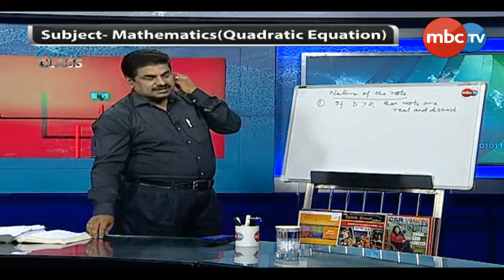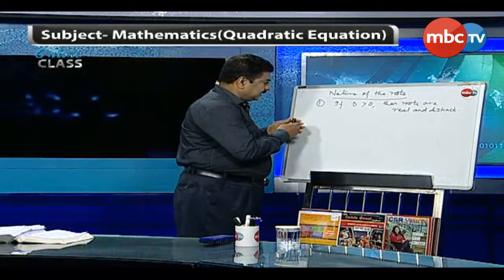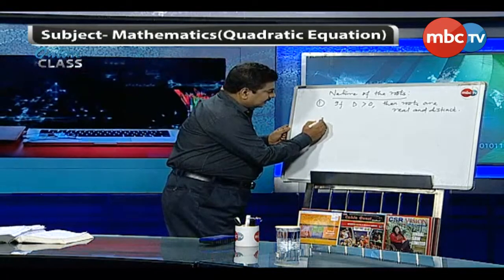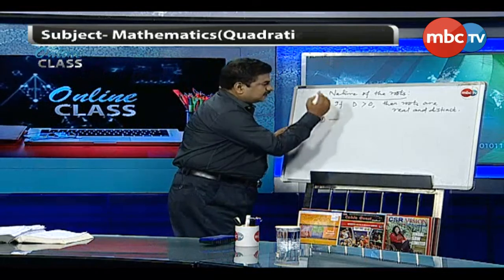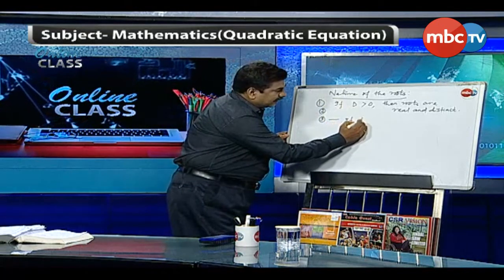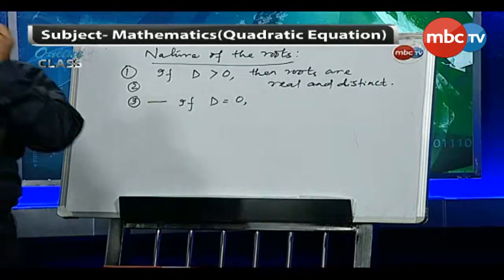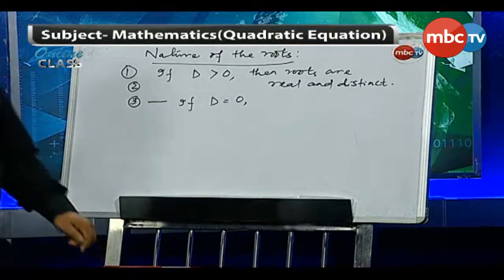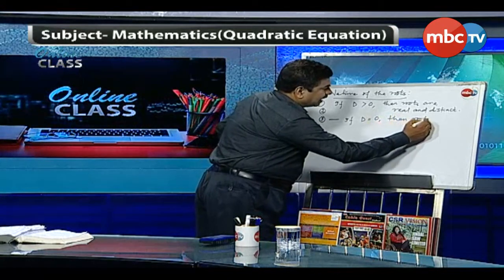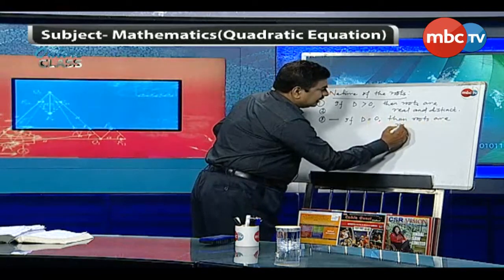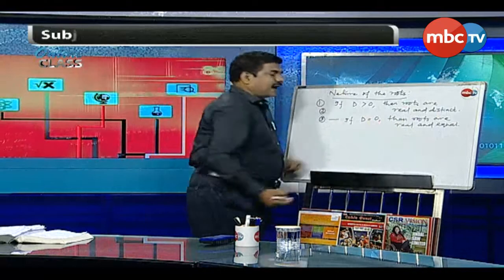So, today I will discuss more about the nature of the roots. I have already discussed the first and second points. The third point here is, if d is equal to 0, this is a very important case. Then the roots are real and equal. Here the values are equal.